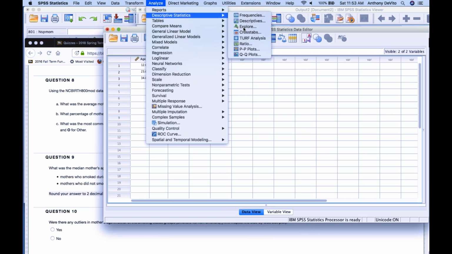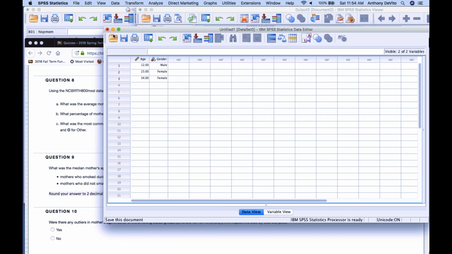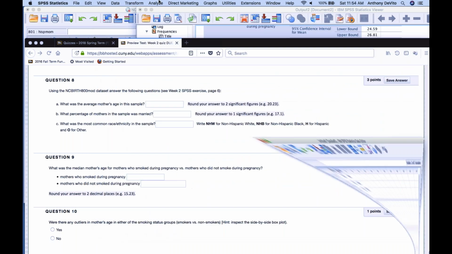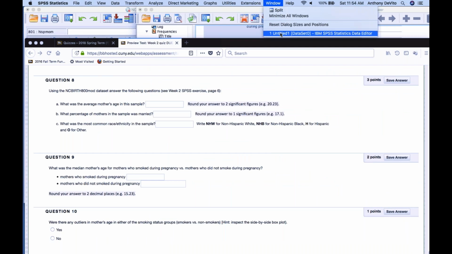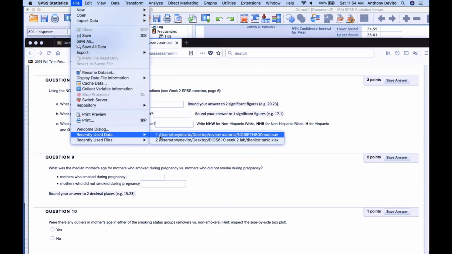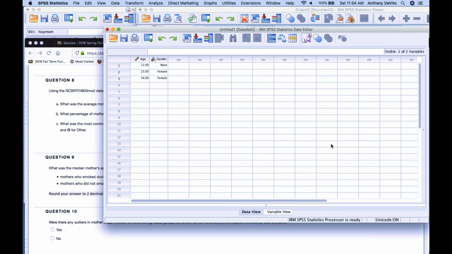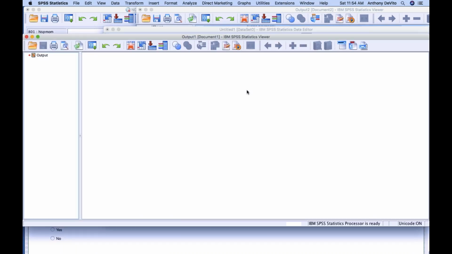and explore, whenever you do that, whoops, cancel, I got the wrong one here, wrong data set. Did I close it? I must have closed it. Open, recent. There it is. Yes. Must have inadvertently closed it.